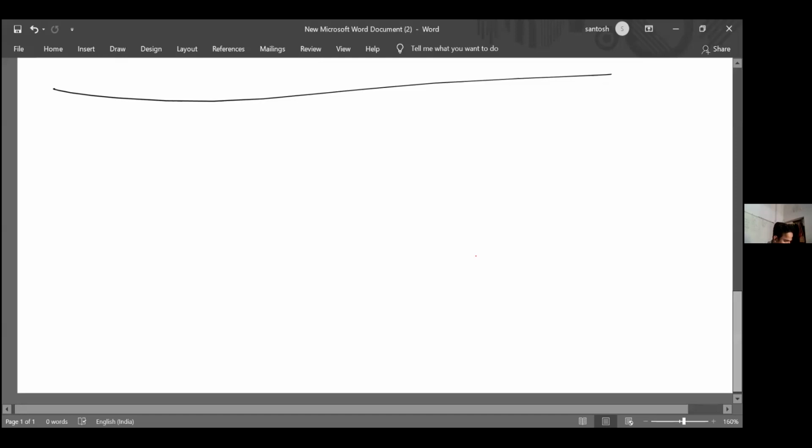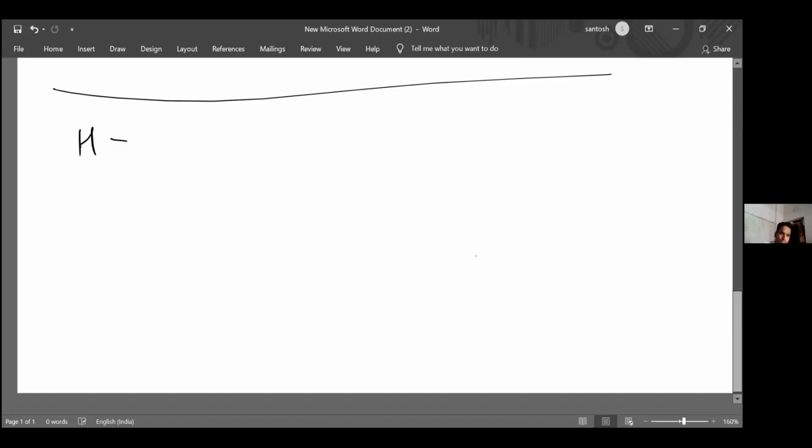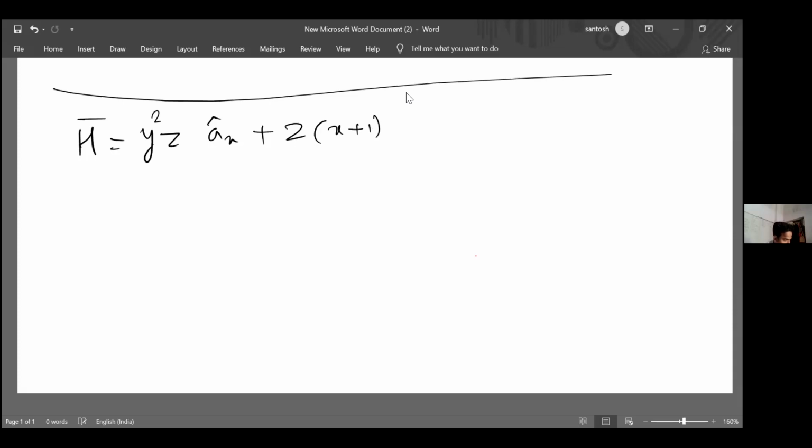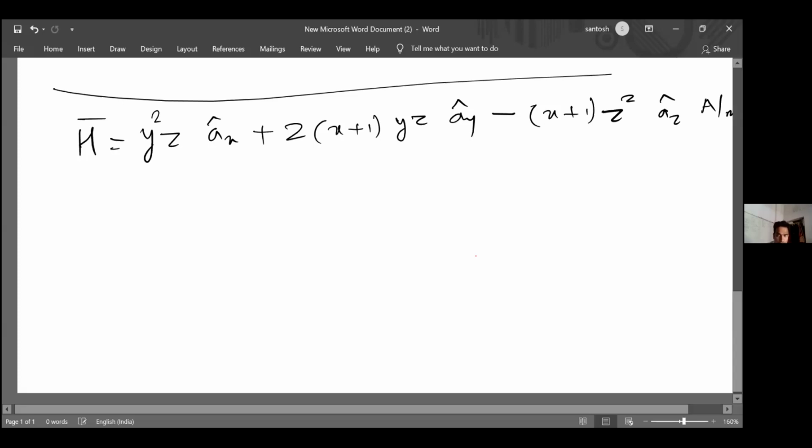Now suppose there is a medium with a magnetic field. So the magnetic field is given. H bar is given as y square z ax cap plus 2x plus 1 into yz ay cap minus x plus 1 into z square az cap, ampere per meter. So you have been given H bar. So the magnetic field is given.